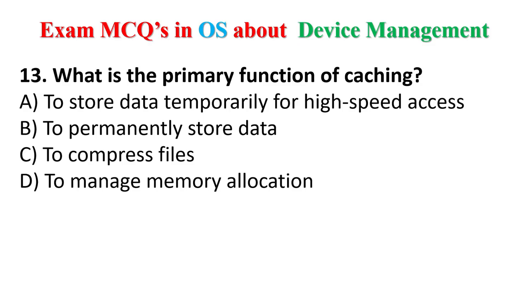30. What is the primary function of caching? To store data temporarily for high-speed access, to permanently store data, to compress files, to manage memory allocation. To store data temporarily for high-speed access is the correct answer.